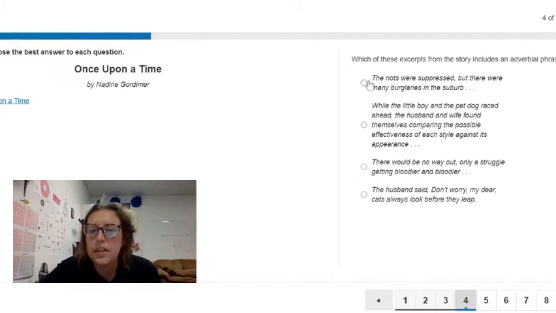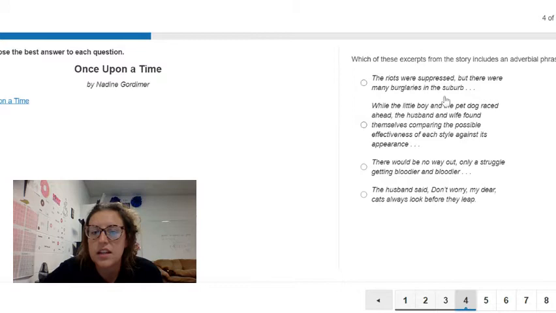Okay. With which of these excerpts from the story includes an adverbial phrase set off with a comma? All right, now remember, these are very similar to prepositional phrases. "The riots were suppressed, but there were many burglaries in the suburb." "While the little boy and the pet dog raced ahead, the husband and wife found themselves comparing the possible effectiveness of each style against its appearance."